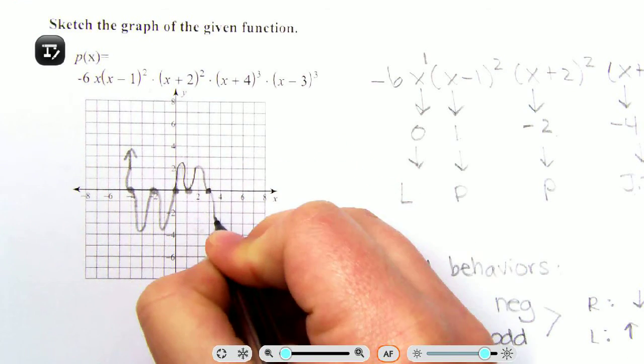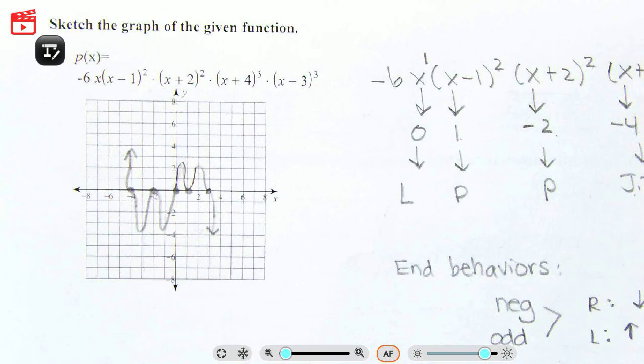Make sure that your John Travolta is going the correct way so you still have a function. If it's going the opposite way, you might not have a function, okay? So your graph should look like this.